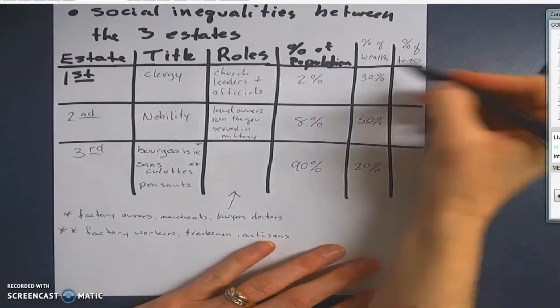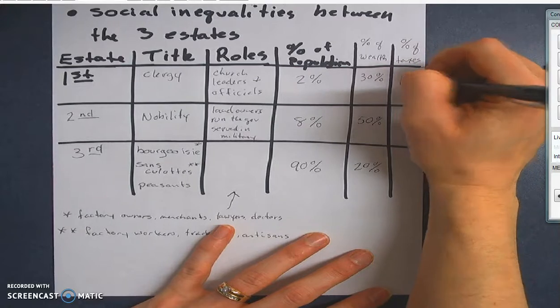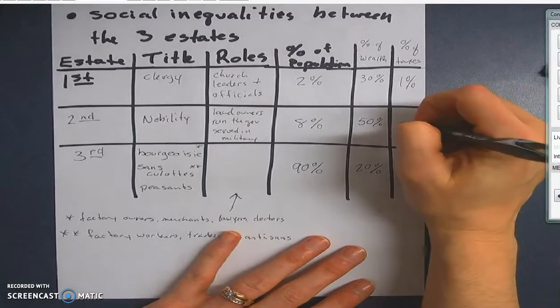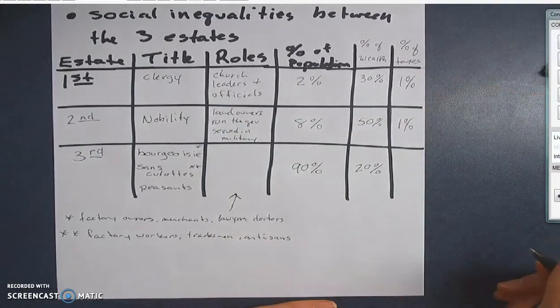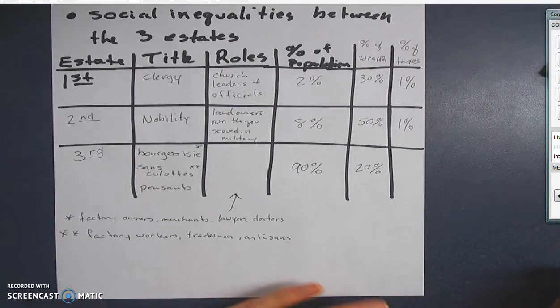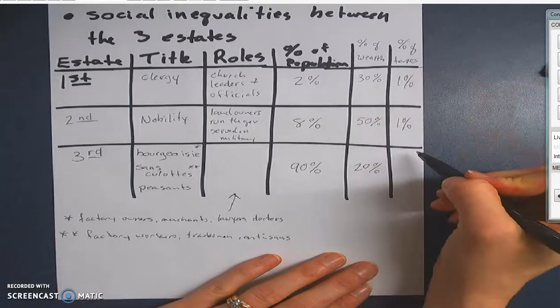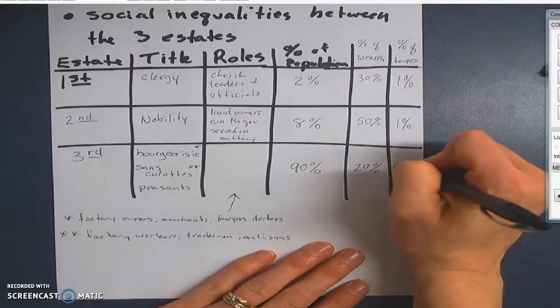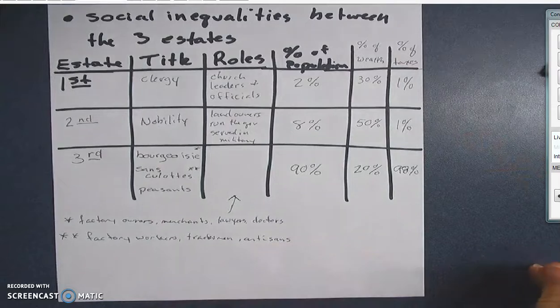Percentage of taxes. The first estate paid about 1% in taxes, which means of your $10, you are paying $1 in tax. Okay? So you still have $9 to buy all of the things that you need. The second estate also paid about 1% in tax. So out of your $6, roughly 60 cents is going to taxes. This has to equal 100. So how much is the third estate paying in taxes? 98% in taxes. That means for your $1, you are taking home 2 cents. 2 pennies.